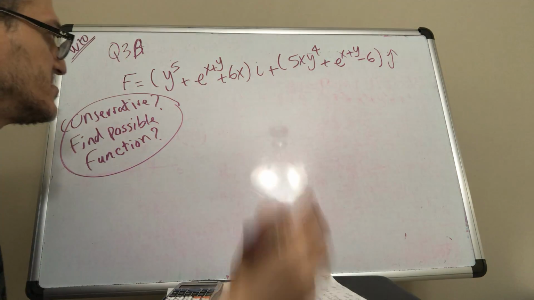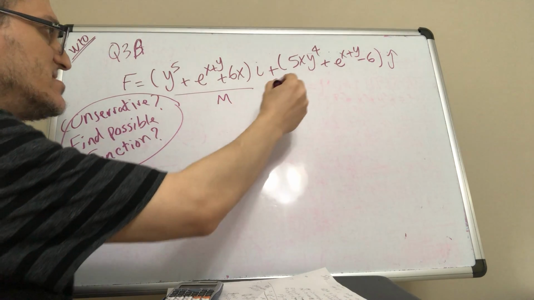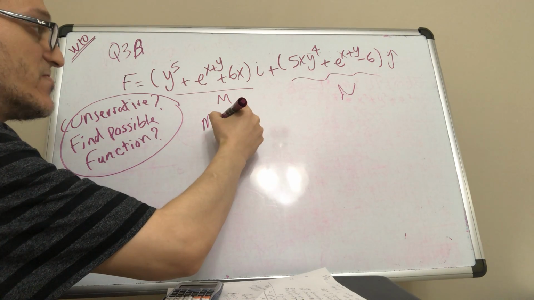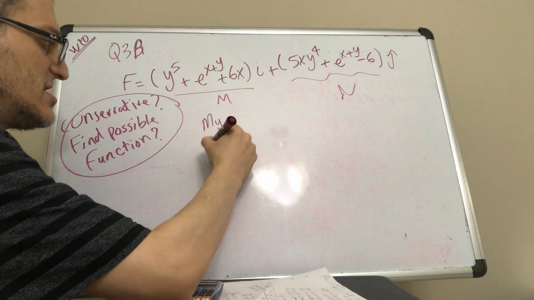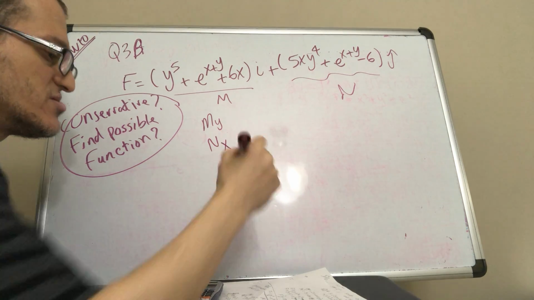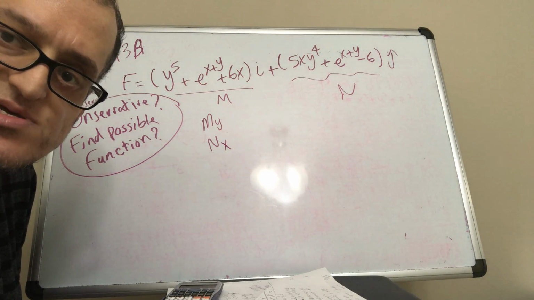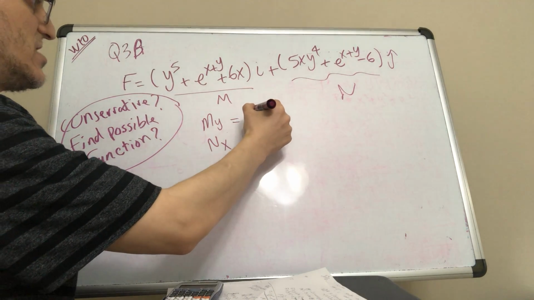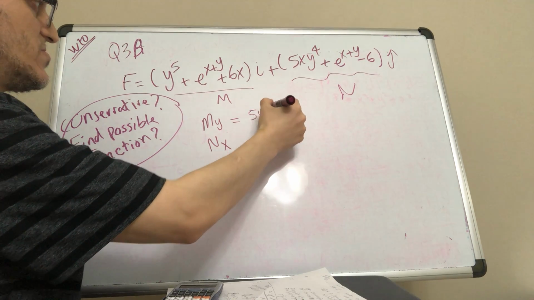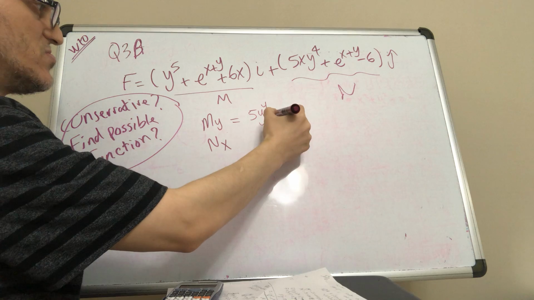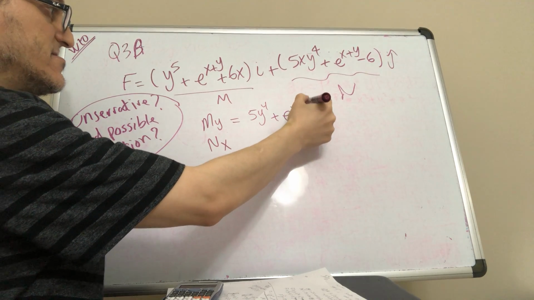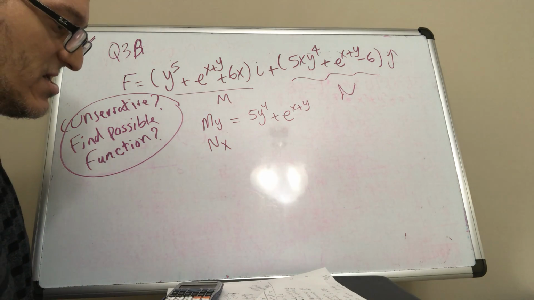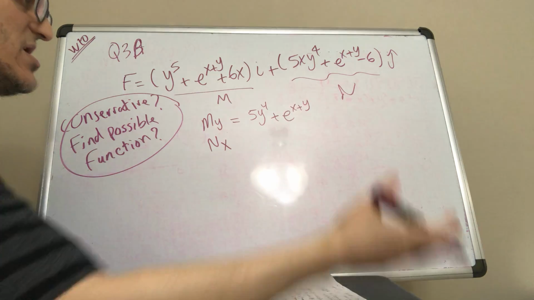So to test for conservative, the first one is m, second one is n. You find the derivative of m with respect to y and the derivative of n with respect to x, and you see if they're the same. The derivative of this with respect to y would be 5y to the power 4. Derivative of this with respect to y would be itself times the derivative of the exponent, which is 1, and the derivative of this with respect to y is 0.